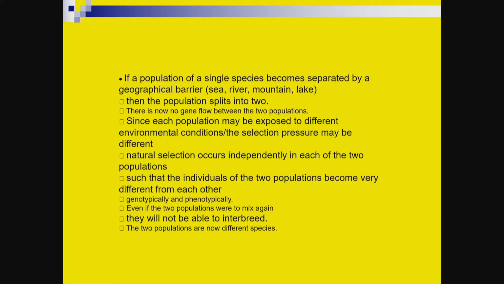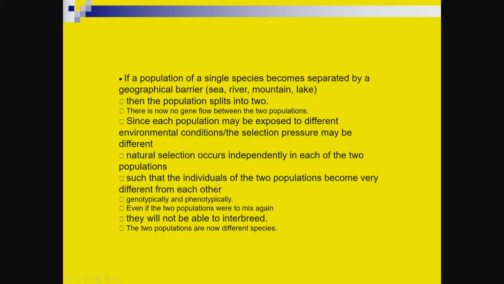There are emus and ostriches, and they are different genotypically and phenotypically. The ostrich is larger and has black and white feathers, and the emu is smaller. Even if the two populations were mixed together, even if the emu and the ostrich are mixed together, they cannot interbreed and produce fertile offsprings. The two populations are two different species now, namely ostrich and emu.